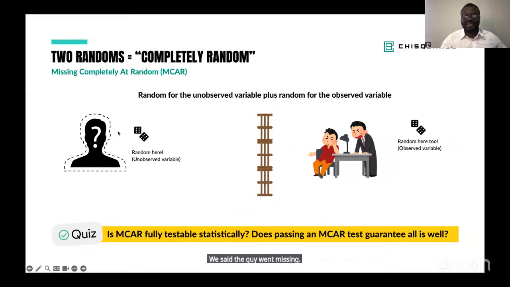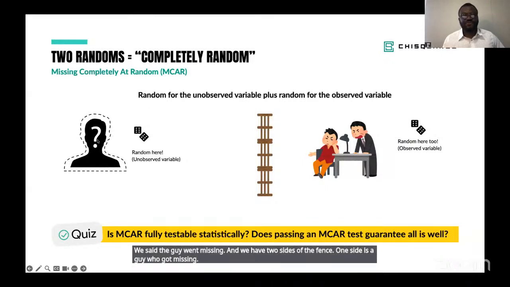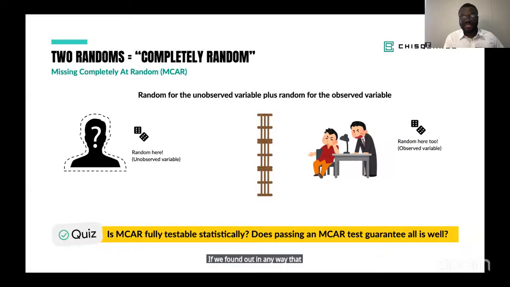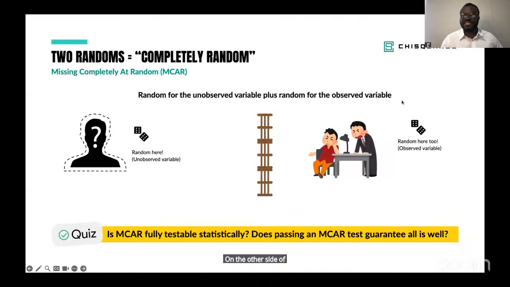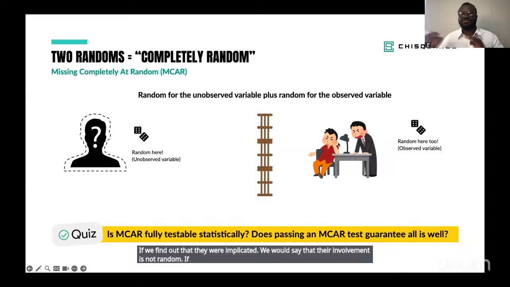And we have two sides of the fence. One side is a guy who got missing. If we found out in any way that he is implicated in his disappearance, then we will say that he is involved, right? But if we find out that he's not involved, we will say he's missing at random from this side. On the other side of the fence, we have his neighbors, right? If we find out that they were implicated, we will say their involvement is not random. But if they were innocent, we'll say this was random.